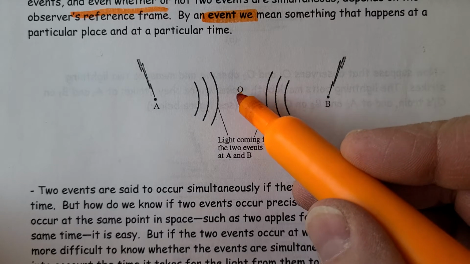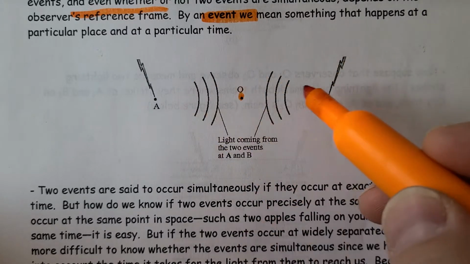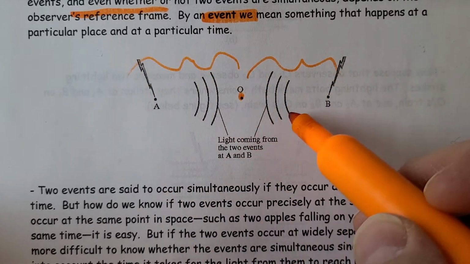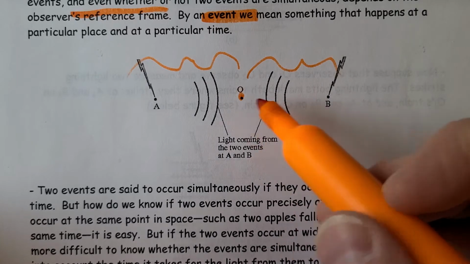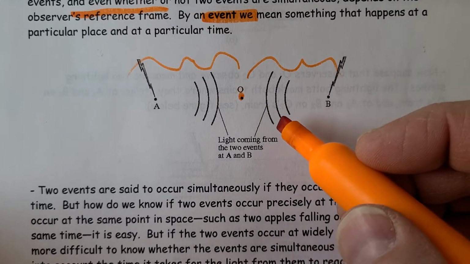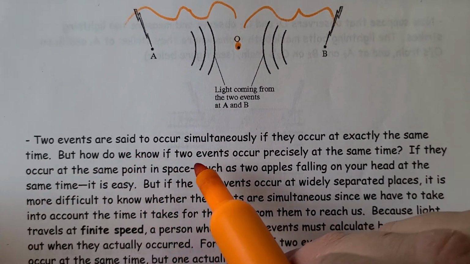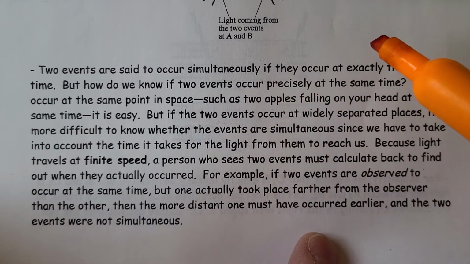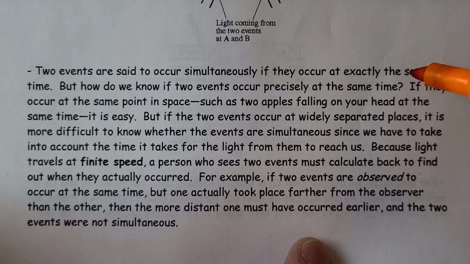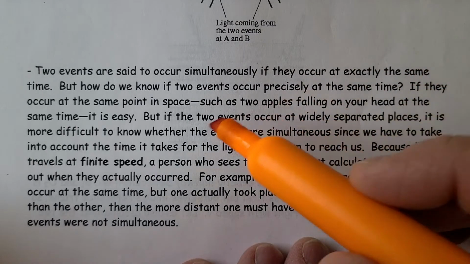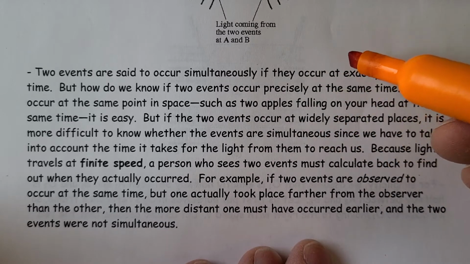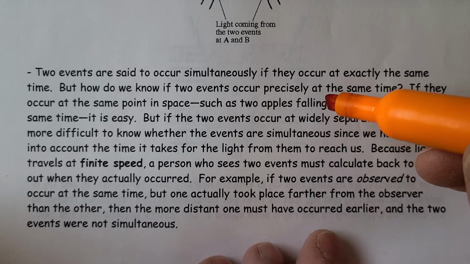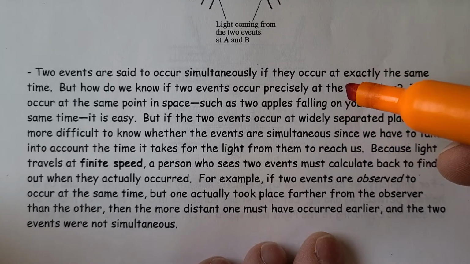So for example, if someone was standing here, and we have two lightning flashes from equal distance from the person, those flashes of light would reach our eyes at the same time, and we could say that those would be simultaneous. So two events are said to be simultaneous if they occur at exactly the same time. But how do you know if two events occur at the same time? If they occur at the same point in space, or apples falling on your head from a small distance from each other, we know that it's happening at the same time.